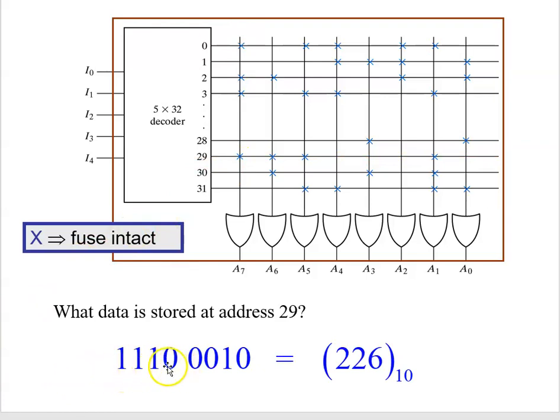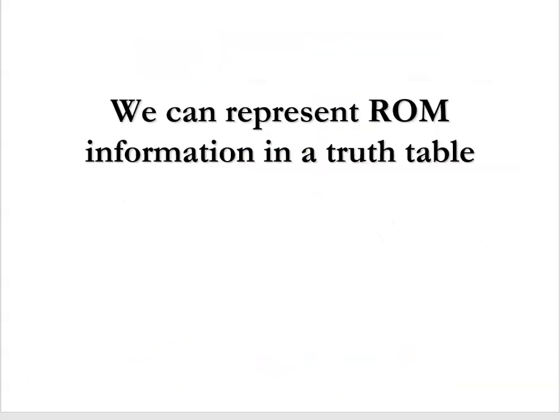So that's what's stored at address 29, and then we can convert that to base 10, to 26 base 10. All right, so we can represent ROM information in a truth table, and that's kind of key, and we'll look further at that in the next video.